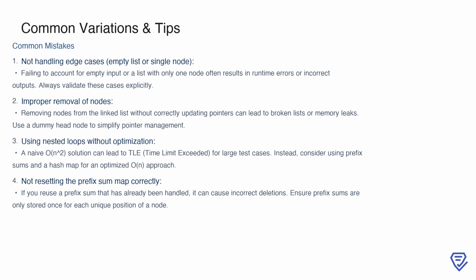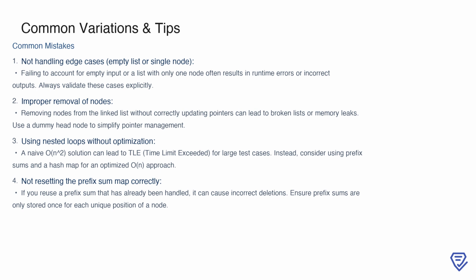Another pitfall is relying on nested loops without optimization. A naive O(n²) approach can easily result in a time limit exceeded error on large inputs. Instead, leveraging the prefix sum technique combined with a hash map allows you to achieve an efficient O(n) solution.